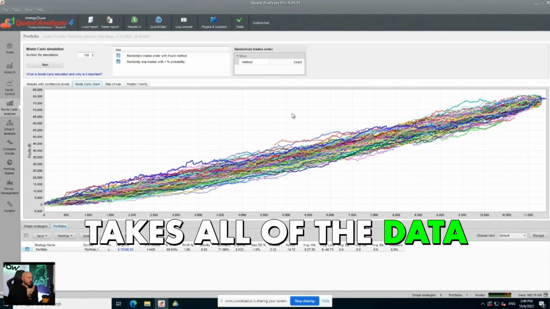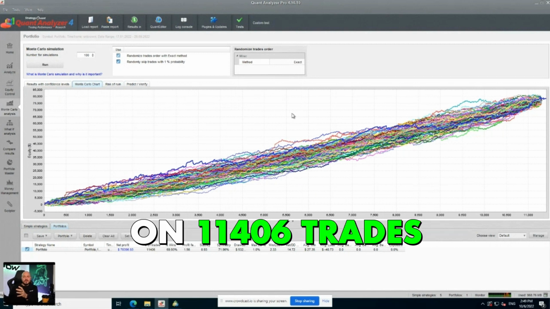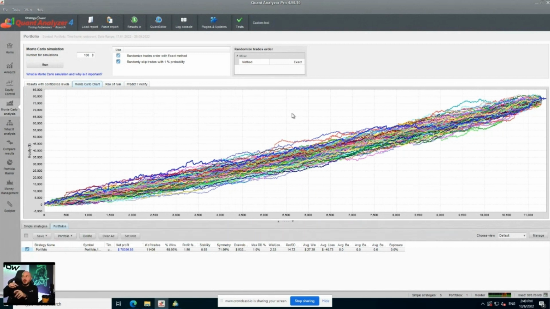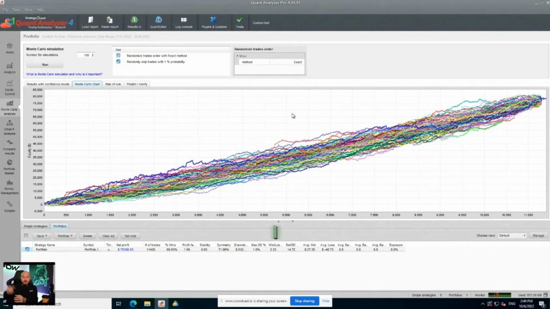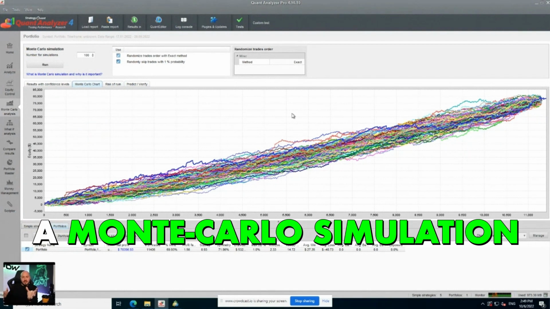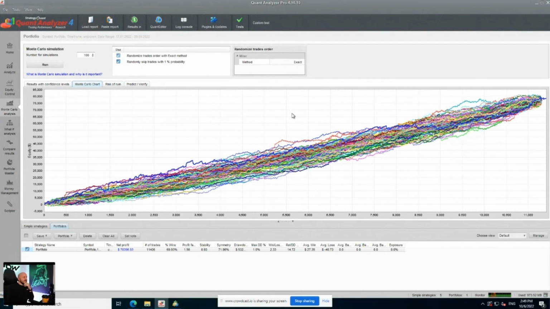Monte Carlo takes all of the data on 11,406 trades, because obviously that curve has played out in a particular way because of how those trades have played out in real life. However, on a different day, they could have played out in a totally different way too. Monte Carlo takes them trades and basically shakes them all up to give us a Monte Carlo simulation of different results. So this has given us 100 results, and we can see on here the best case and the worst case scenario. However, what's nice is it's a steady curve up, which shows that you could get a maximum, a median, or a low range within those results.